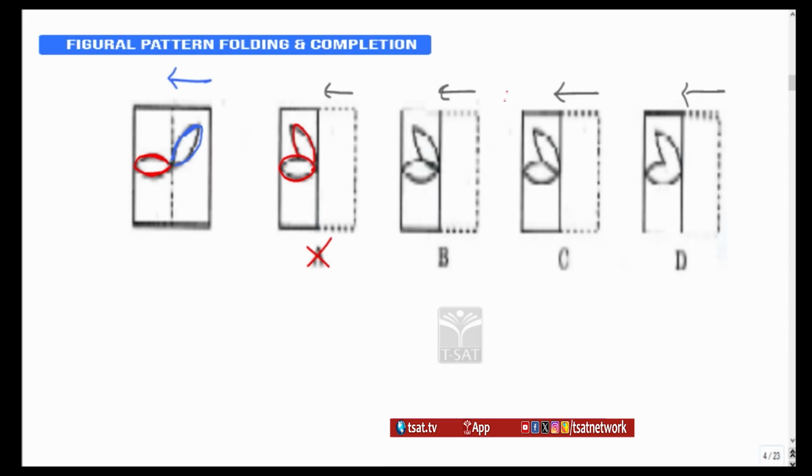In case of option B, I can clearly see the overlap. This is a figure that won't change. The moment I am folding, you can clearly see this line is coming from here. So you can clearly see an overlap here. Because of this overlap, I can say that the answer is option B.